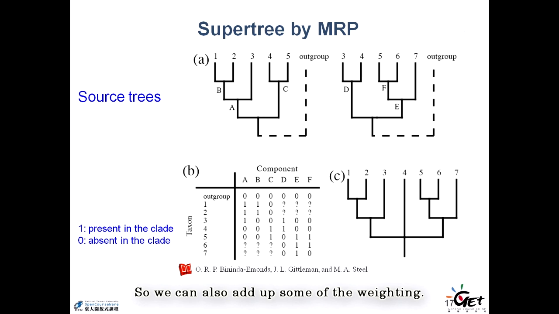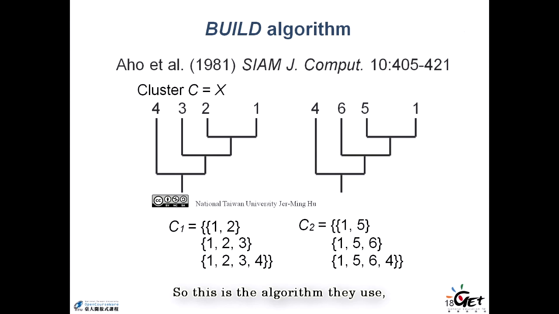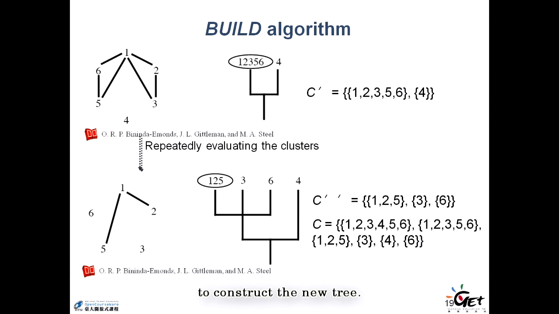So we can also add up some of the weighting. Some people use different weighting for the different branches, but that's another story. This is the algorithm they use, but you don't really need to worry about it. Basically, they just have a different coding for different branches, and each node can have a collection of the taxon numbers, and they use this information to construct the new tree.